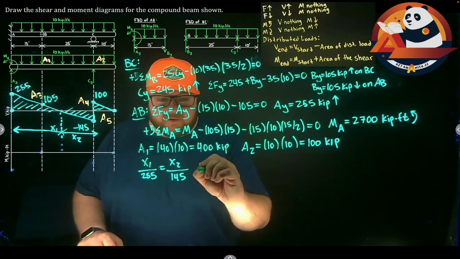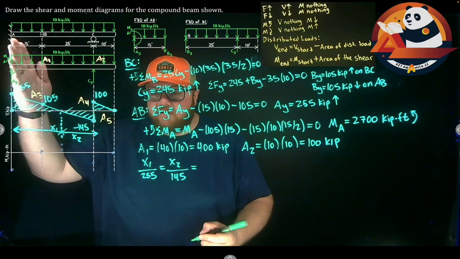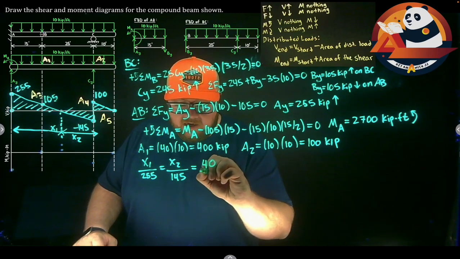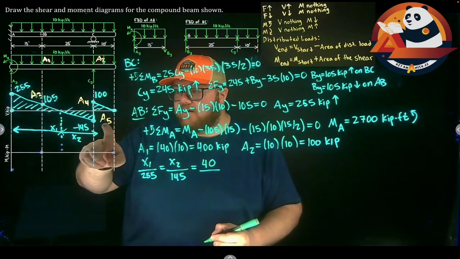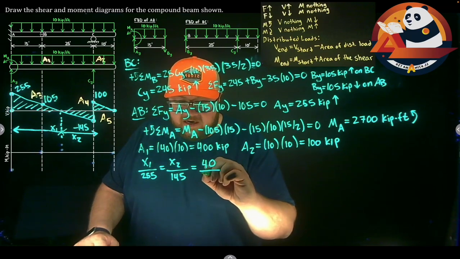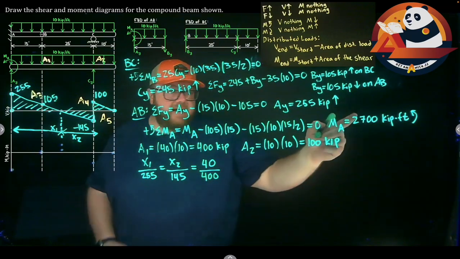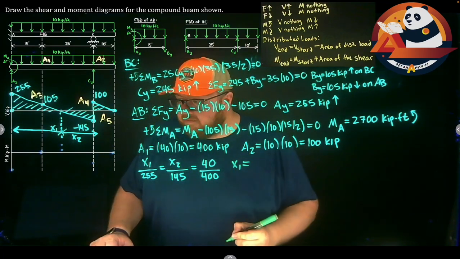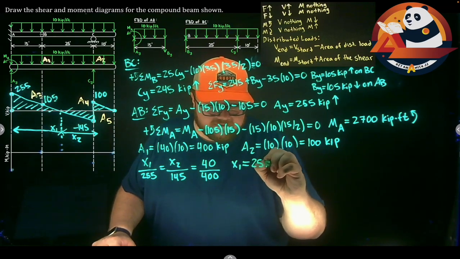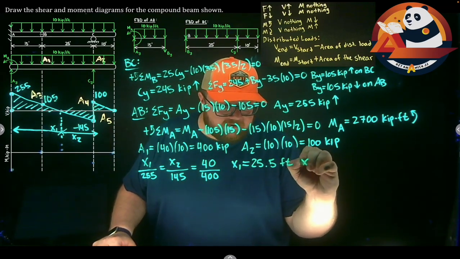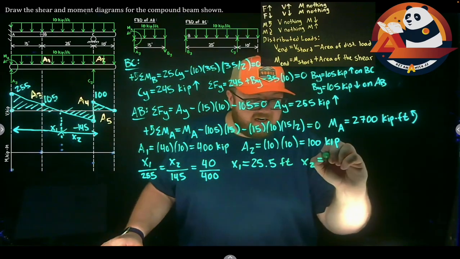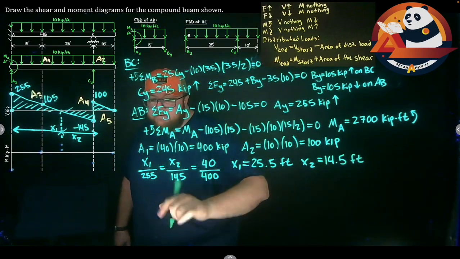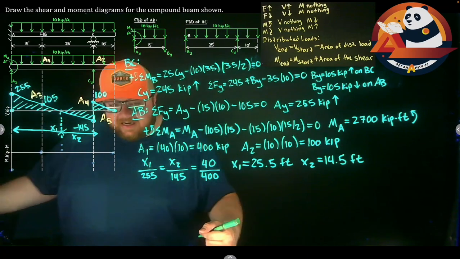But this is all going to be equal to my total x distance from A to C, 15 plus 25 is 40, divided by that total change in height, 255 plus 145 is 400. But I can solve that. x1 is going to get me to 25.5 feet, and x2 is going to get me to 14.5 feet. Working with those, I can figure out my last 3 areas, and kind of get towards wrapping this up.